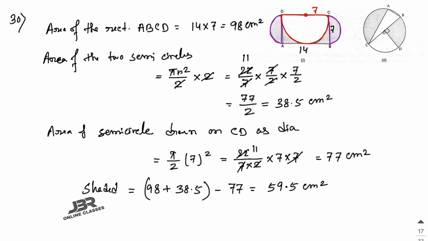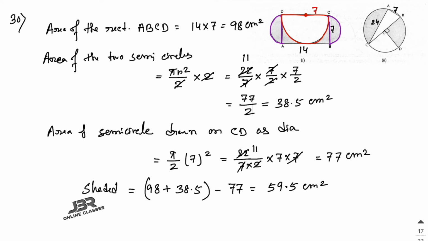Now the next one, number 2. In number 2, in the figure given below, O is the center of a circle with AC 24, AB 7, and angle BOD 90 degrees. Find the area of the shaded region.